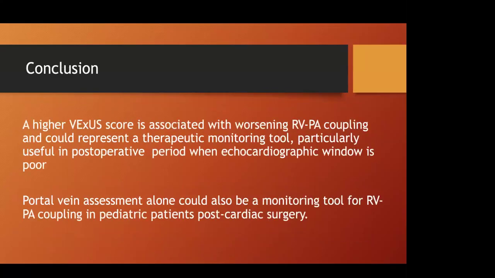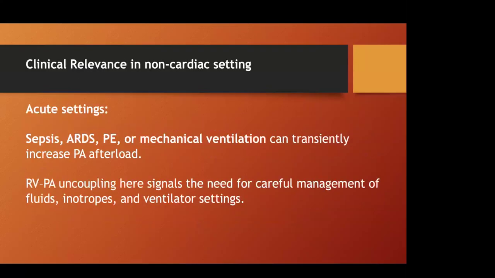So what we can conclude from our study: a higher VExUS score is associated with worsening RVPA coupling, and it's an important therapeutic monitoring tool which can be useful in the post-op period, especially when the window is poor. So if we have difficulty looking at the entire VExUS, you can consider only the portal vein to see if the score is high. So it's important not just in the cardiac setting, even in the non-cardiac setting, because conditions like sepsis, ARDS, and high positive pressure ventilation can increase the PA pressure, increase the right ventricular afterload and cause uncoupling.